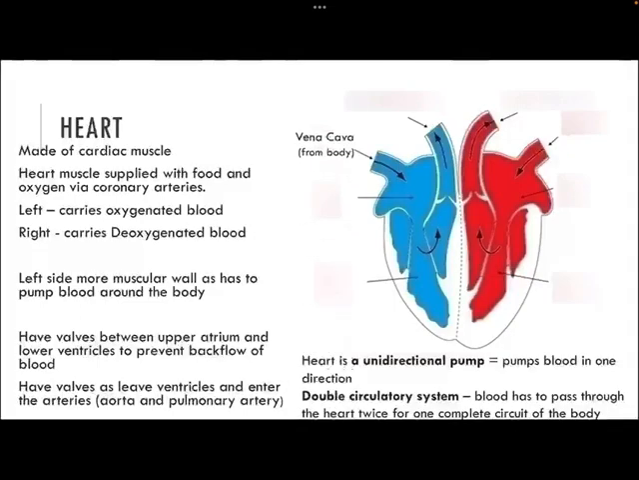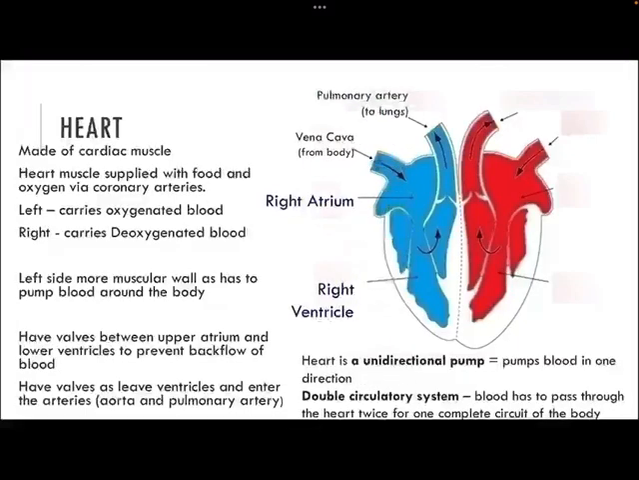So the vena cava is the main vein bringing blood back from the body, and it contains deoxygenated blood coming into the right side of the heart and enters into the right atrium. So that is the first chamber of the heart. Blood passes through the valves and enters into the right ventricle. The walls of the right ventricle contract and push the blood up through the valves into the pulmonary artery, sending the blood to the lungs.